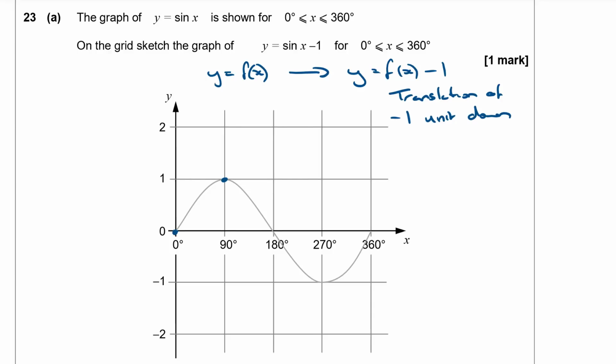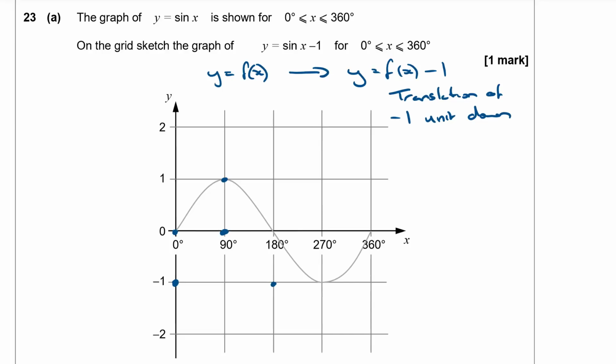So we've got a coordinate at 0, 0. That's going to move 1 point down, so it's going to be there. I've got a coordinate at 90, 1, so that one is going to be 1 lower. It's there. I've got a point at 180, 0. That's going to be 1 lower. It's going to be there.